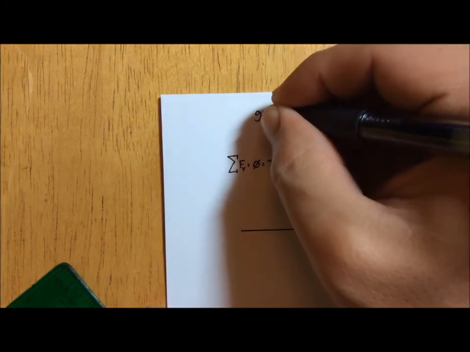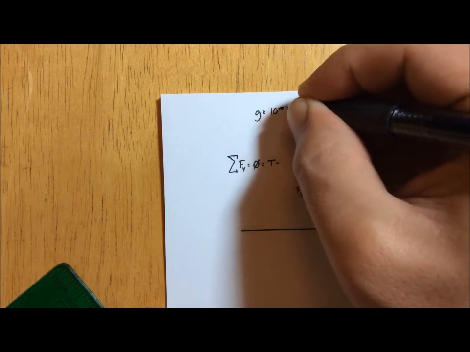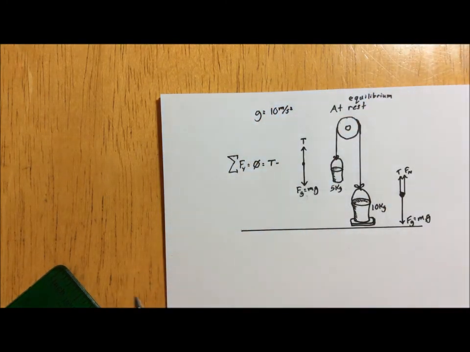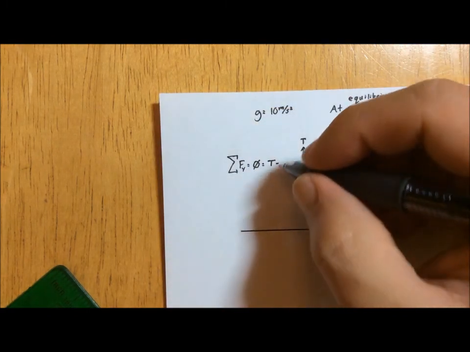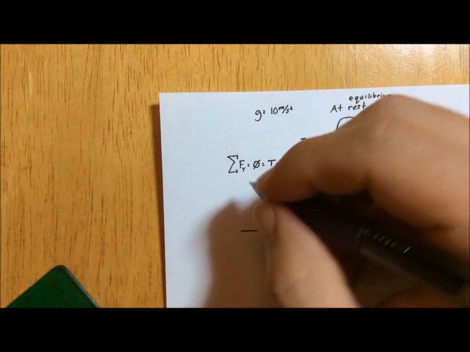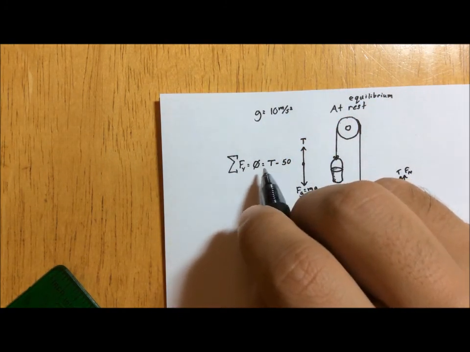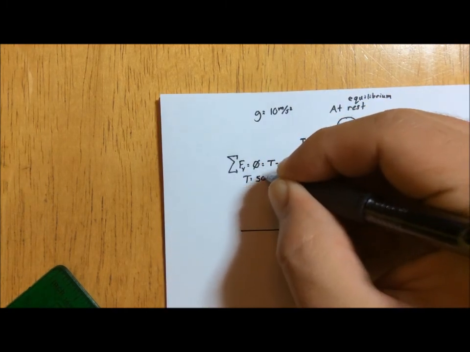Now let's just say force of gravity is going to cause an acceleration that's equal to 10 meters per second squared. And usually it's 9.81. It's just easier to make it 10. So 5 times 10 is going to give you a 50 Newton force straight down. And if this is equal to 0, then tension has to be 50.